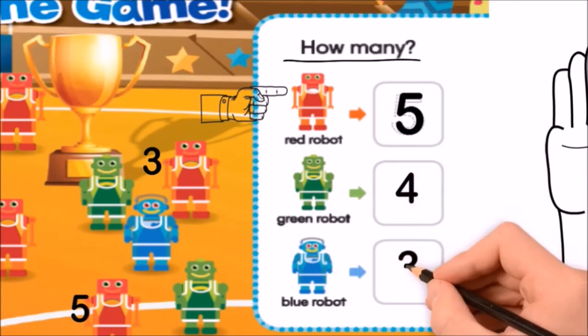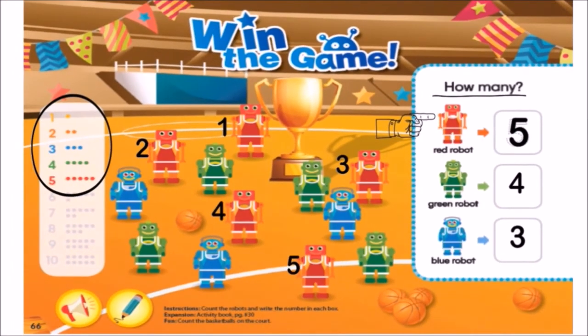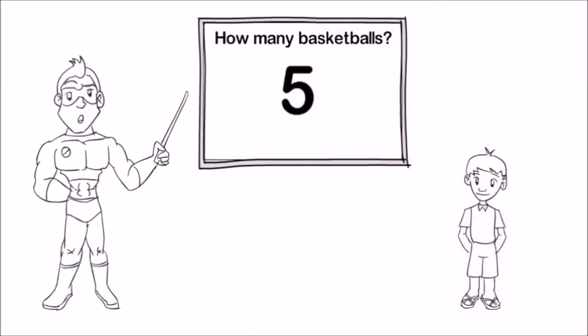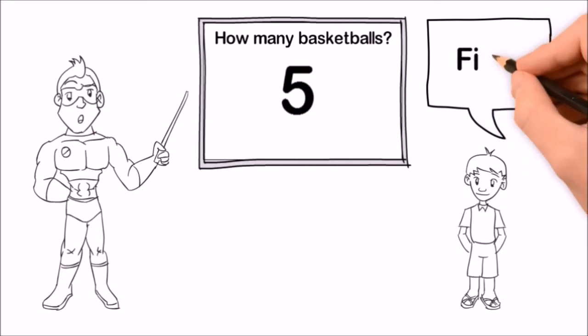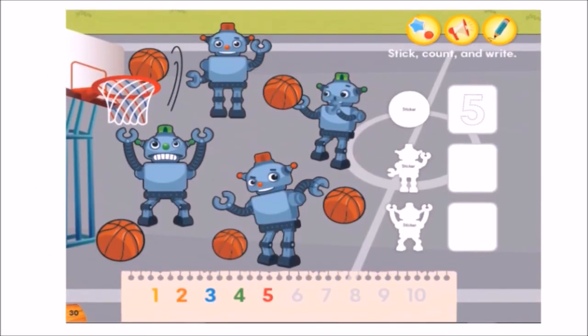As a wrap-up, ask your students what the orange balls are called near the robots. Ask them, "How many basketballs?" Hopefully they can respond with 5. Then move on to page 30 of the activity book.